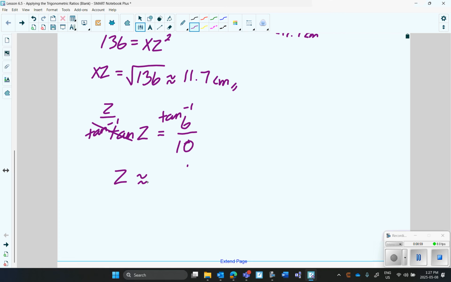What do you want to share? 31.0. 31.0. Can I have a second person? Thank you. Good. Notice it said nearest 10, so you got to put the 0.0 in here. That's good.